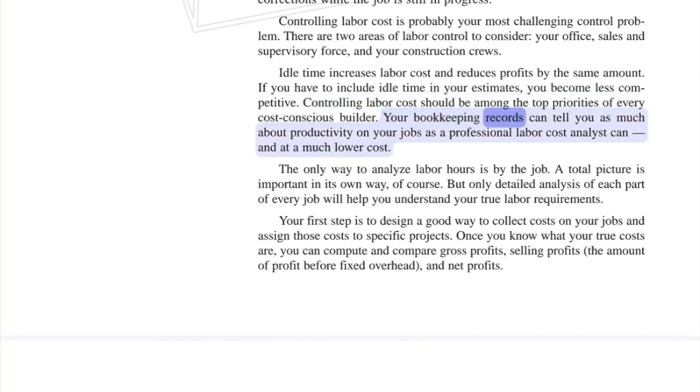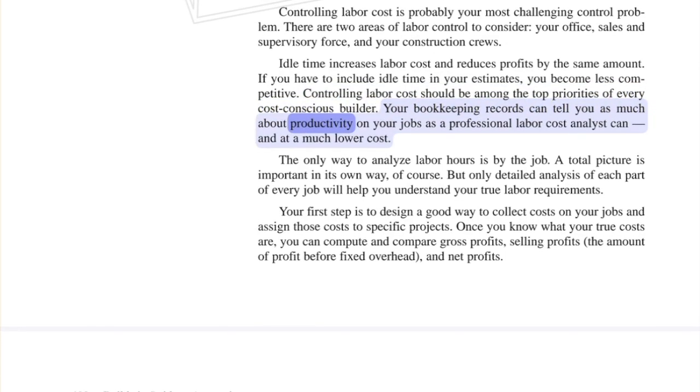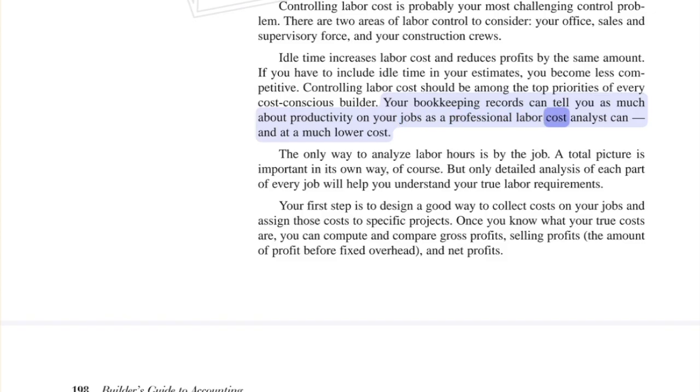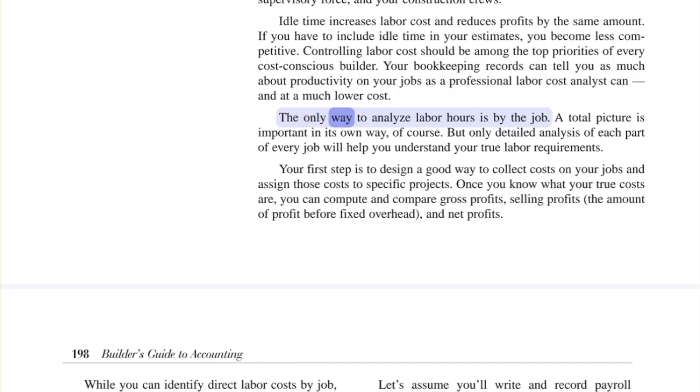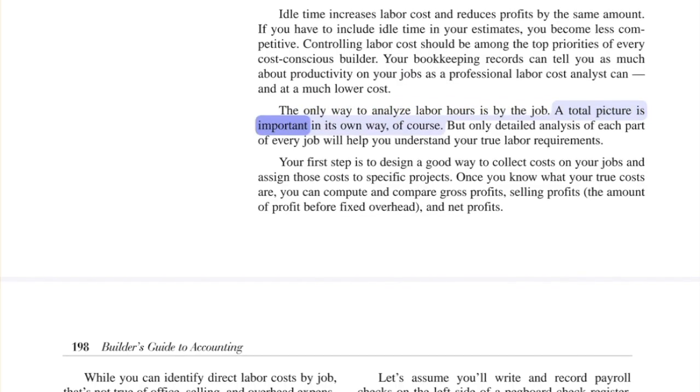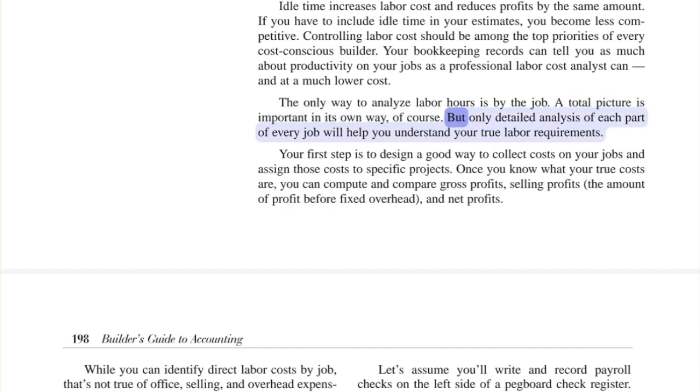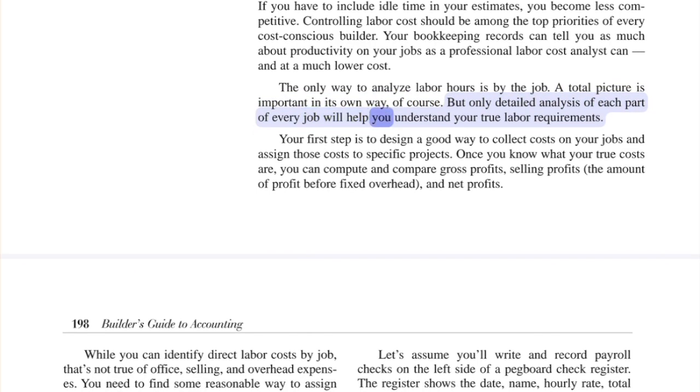Your bookkeeping records can tell you as much about productivity on your jobs as a professional labor cost analyst can, and at a much lower cost. The only way to analyze labor hours is by the job. A total picture is important in its own way, of course. But only detailed analysis of each part of every job will help you understand your true labor requirements.